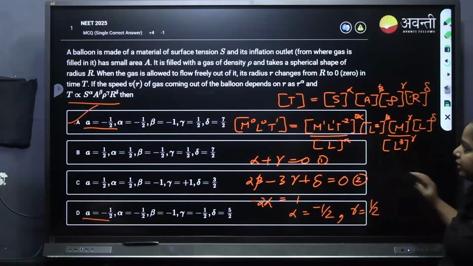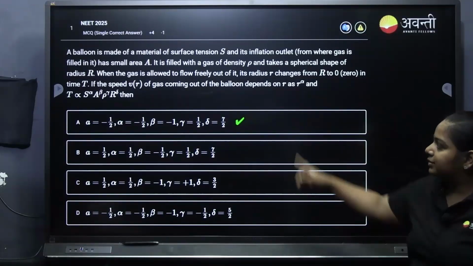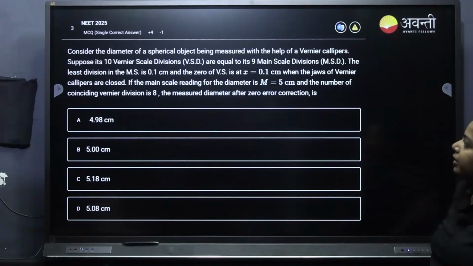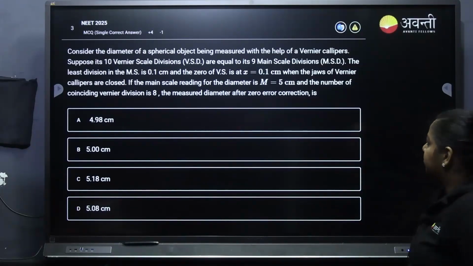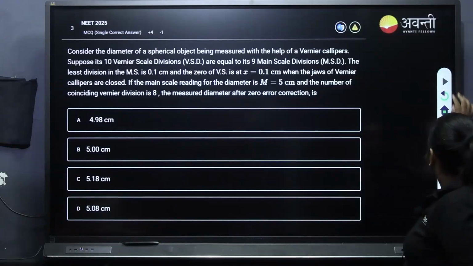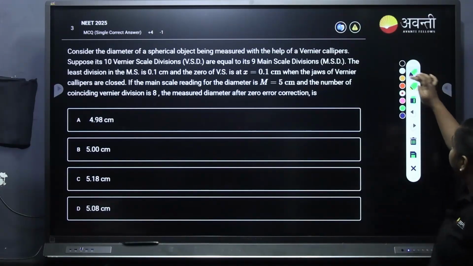So that is the first question. A is the answer. We will see the next one. Next one is about vernier scale, what we explained in class itself. Can you try by yourself? I will also start in like 1 minute.